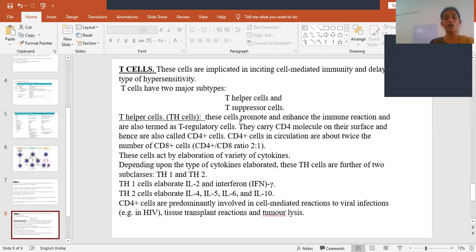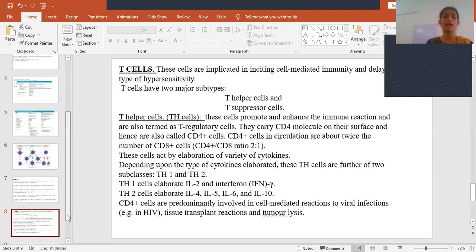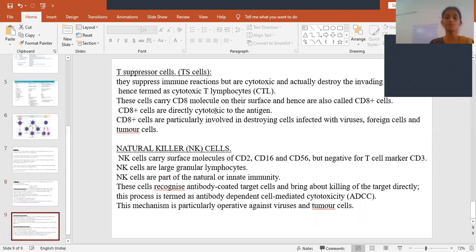They will help in the promotion of this immune reaction. So they are also called T regulatory cells. They have a surface receptor, a marker called the CD4 molecule, so they are called CD4 plus cells. And T suppressor cells have the CD8 molecule on their surface, so they are also called CD8 plus cells.